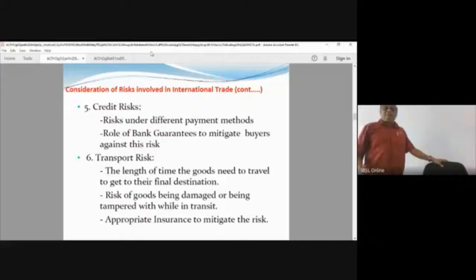Then the role of bank guarantees to mitigate buyers' risk. We did the bank guarantees last week, isn't it? Are we clear? Yes, sir. Okay. Are we clear? How we can mitigate the risk by introducing bank guarantees. Then transport risk. The length of time the goods need to travel to get to their final destination. That's a risk. Then the risk of goods being damaged or being tampered with while in transit. Appropriate insurance to mitigate the risk. That's how to mitigate the risk. But those two are the risks. Right?